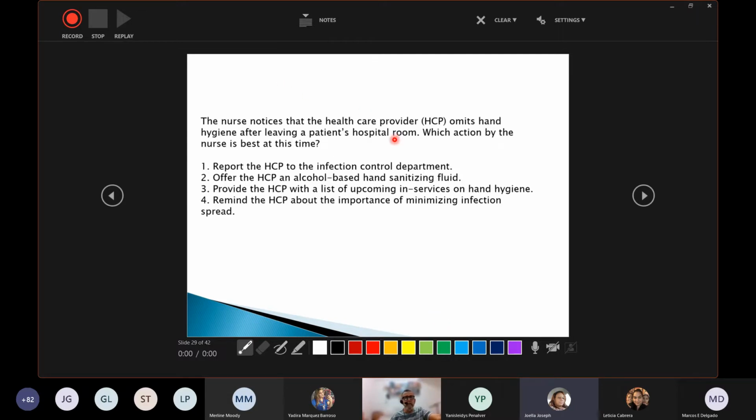The nurse notices that the healthcare provider omits hand hygiene after leaving a patient's hospital room. Which action by the nurse is the best at this time? Report to the infection control department, offer an alcohol-based hand sanitizing fluid, provide the doctor with a list of upcoming services on hand hygiene, or remind the doctor about the importance of minimizing infection spread. What do you think is the best answer?